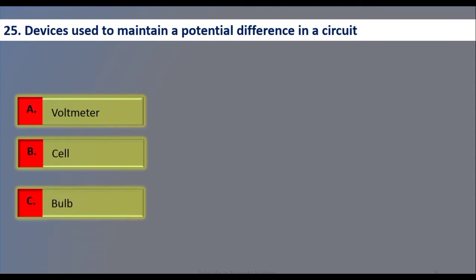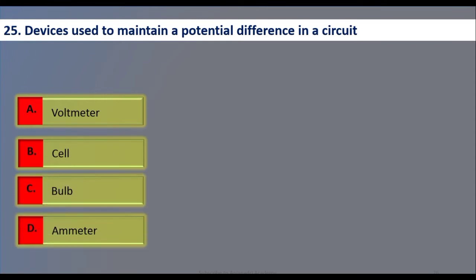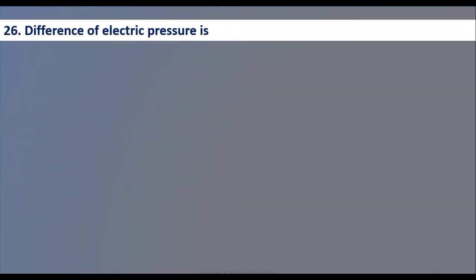Devices used to maintain a potential difference in an electric circuit is voltmeter, cell, bulb, ammeter. As it is the cell which is used to maintain the potential difference in a circuit. Option B is the right answer.